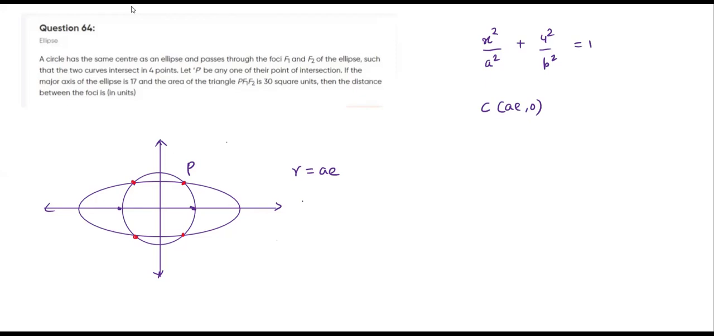Any one point of intersection. The major axis of the ellipse is 70, so the major axis is 70. That means 2 times A is 70. Correct? The length of the semi-major axis is A, so the major axis will be 2A. So 2A is equal to 70.